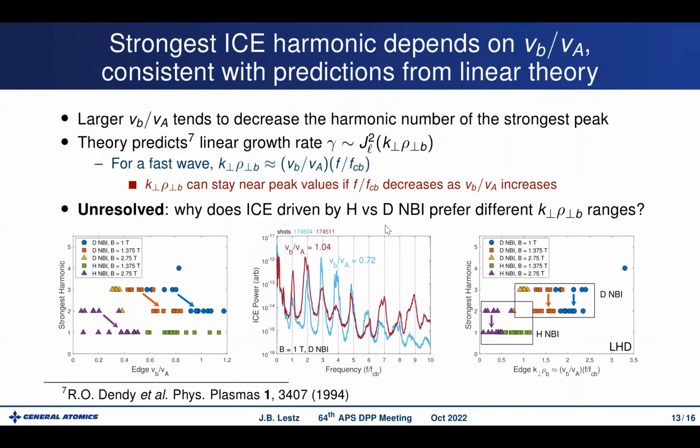On this slide, I show how the spectrum of ICE depends on plasma parameters. One thing we found is that the strongest harmonic of ICE tends to decrease in number as the Alfvén Mach number is increased. So it goes from number 3 to number 2, for instance. This can be understood through linear theory, which depends on k-perp rho, which depends on the Alfvén Mach number times the frequency for ICE.